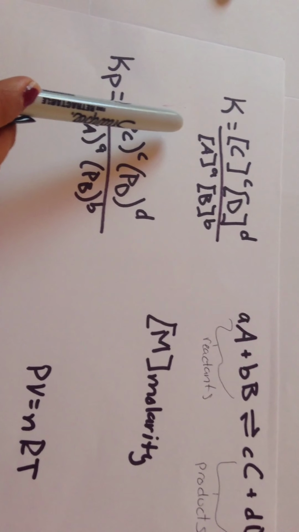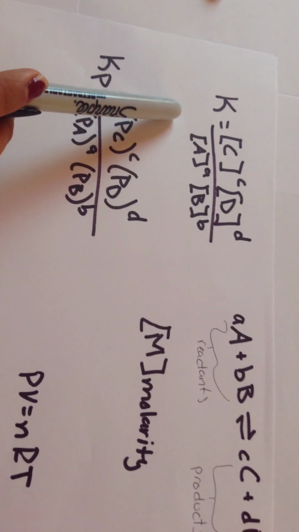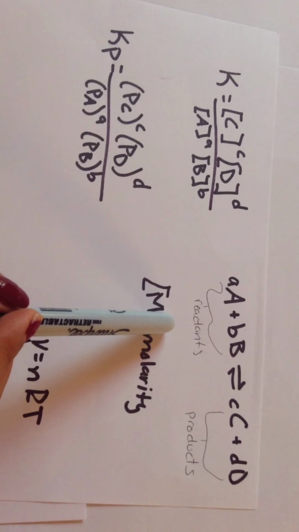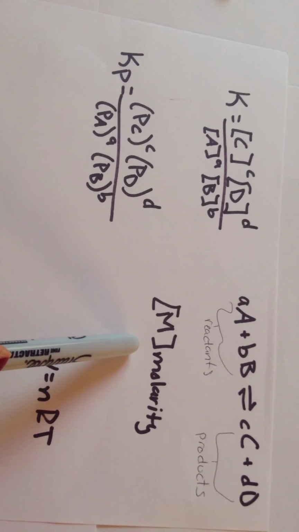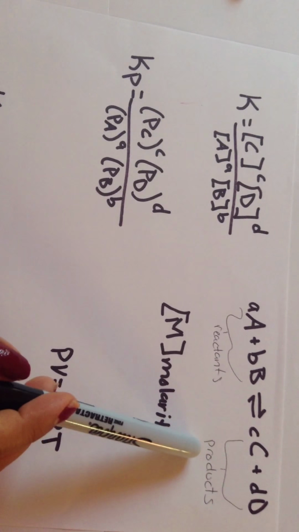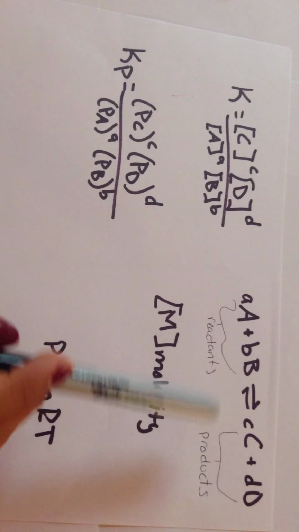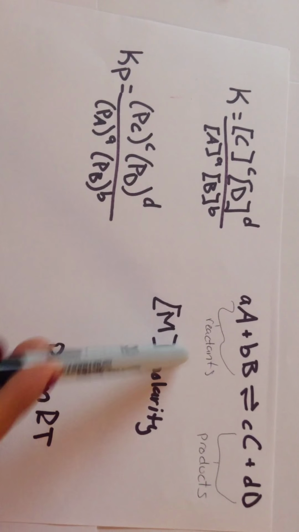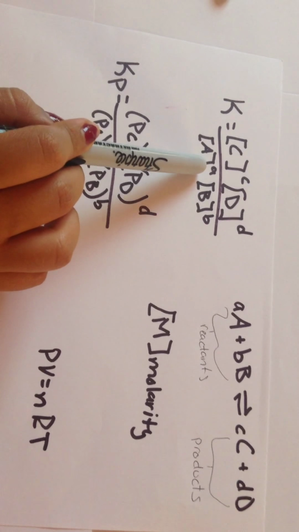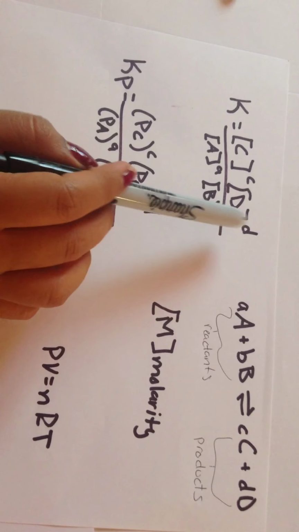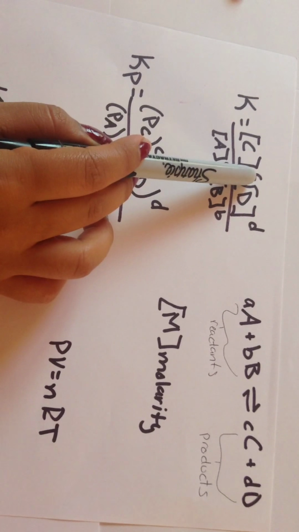K is the equilibrium constant of the law of mass action. In a balanced chemical equation, it is the ratio at equilibrium of the concentrations in molarity of the products divided by the concentration in molarity of the reactants. So products over reactants. Each concentration is raised to the given stoichiometric coefficient.